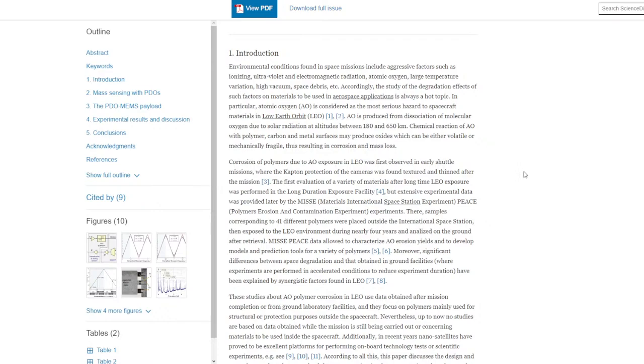Atomic oxygen is considered the most serious hazard to spacecraft materials in low Earth orbit. That's interesting. This will be part of my literature review. But is this pointing towards space? What is this supposed to do?